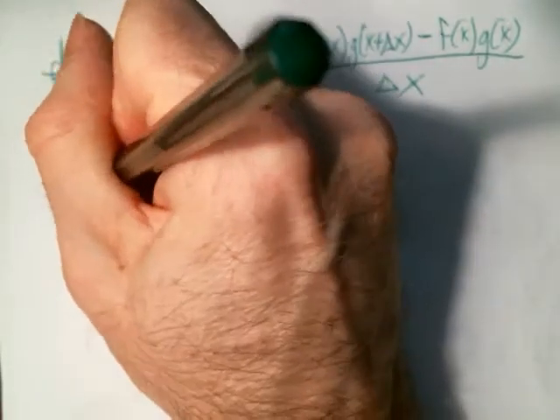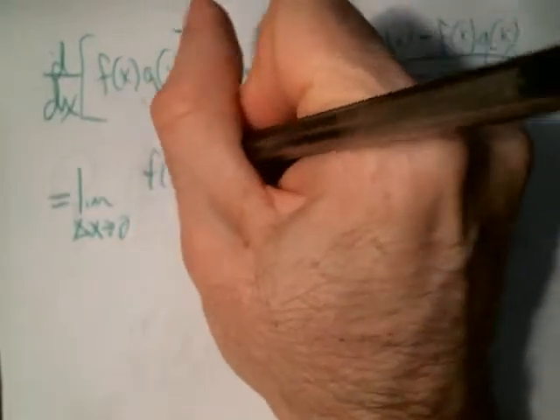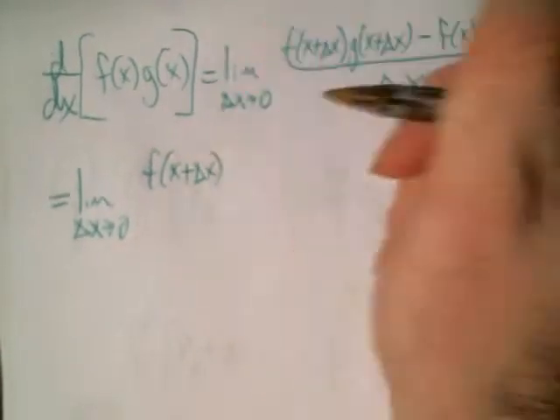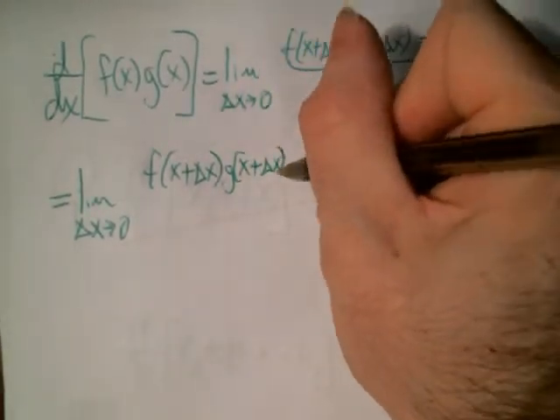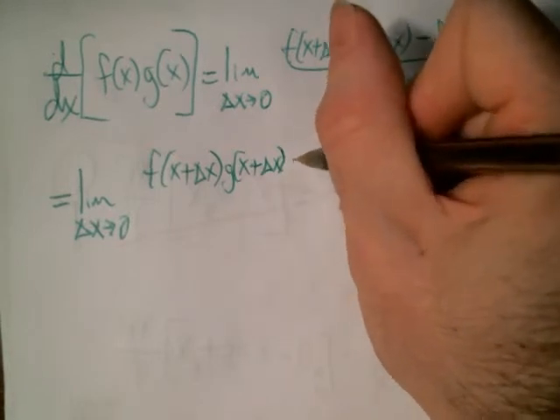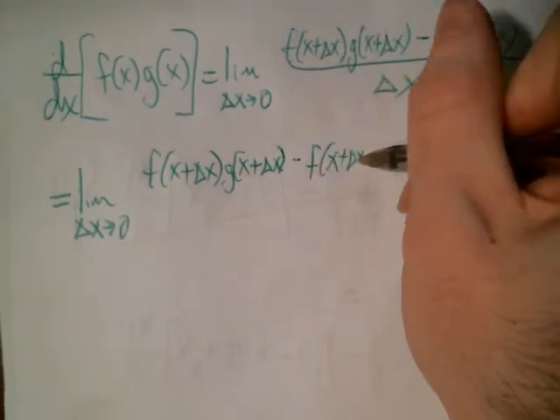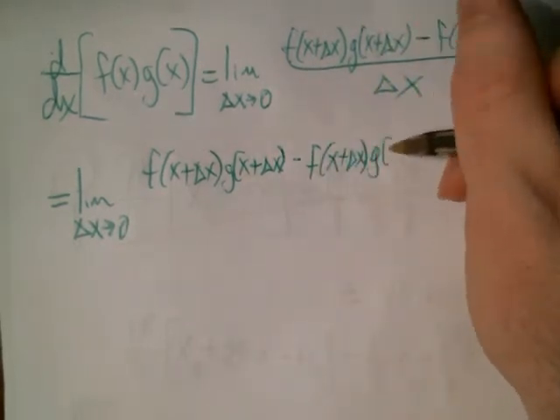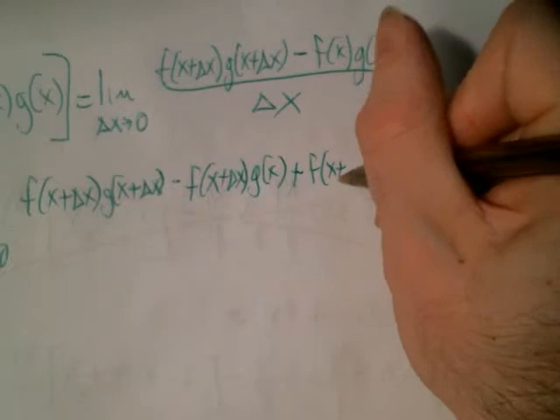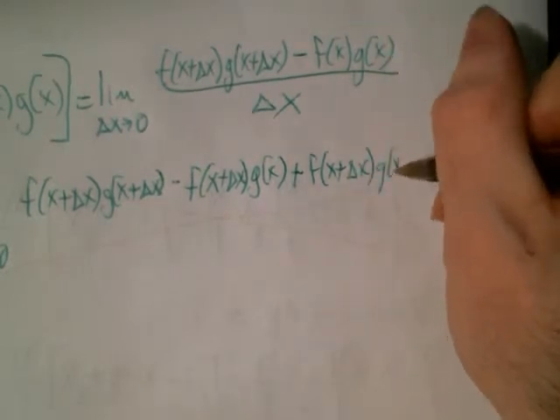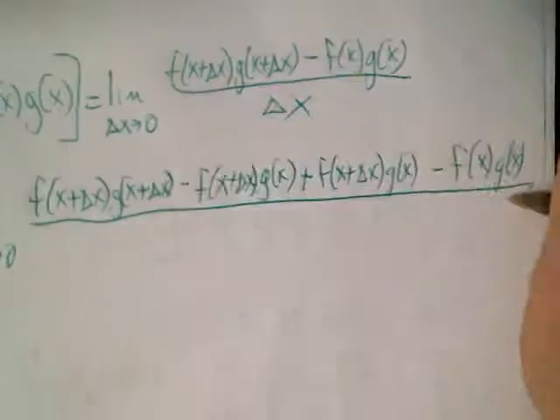So what is that special value? I'm going to add and then immediately subtract. Let's see, f of x plus change in x times g of x plus change in x. It's got to be something that will allow us to split it up into two parts. And it turns out to be this: f of x plus change in x times g of x. So we add that in, or subtract it, and then we immediately add it. And then we still have the minus f of x, g of x part all over change in x.